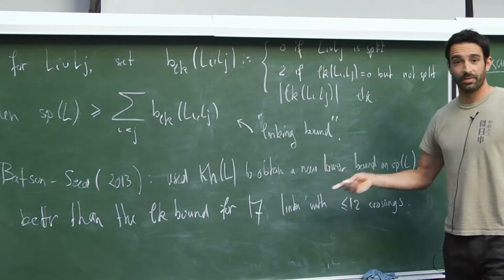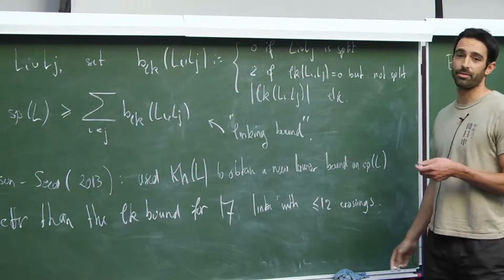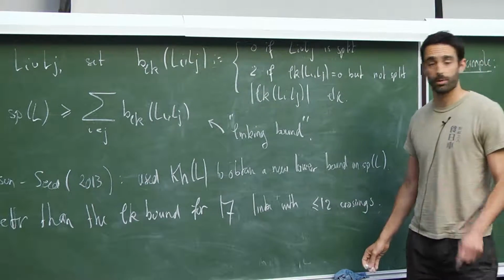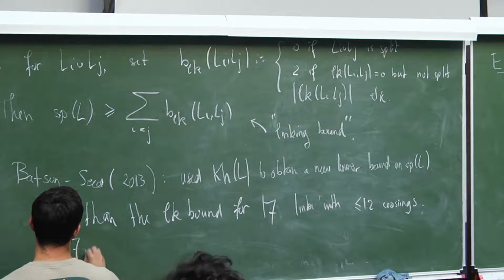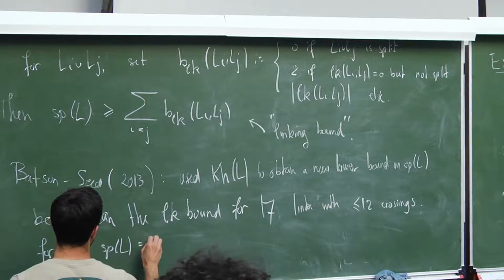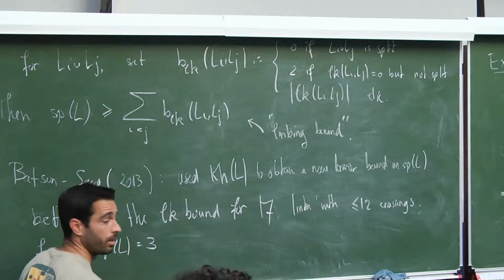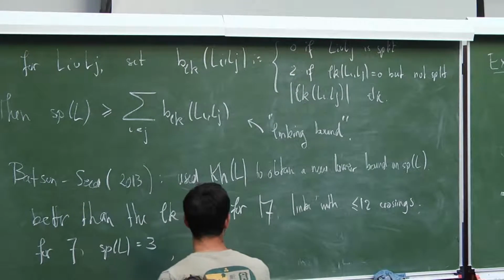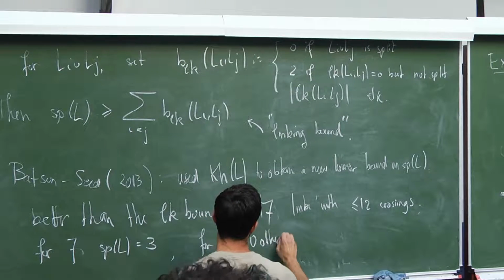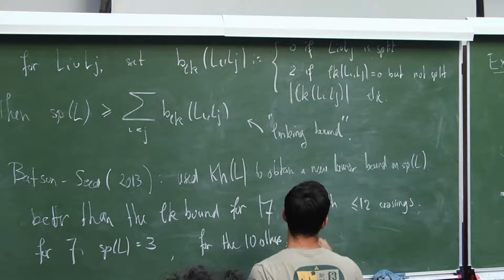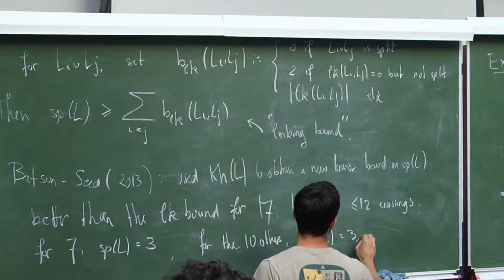And out of these 17 links, there are 7 where they were able to determine the splitting number. So for 7, the splitting number was determined to be 3. And for the 10 remaining ones, they could not say. For the 10 others, the splitting number was 3 or 5.